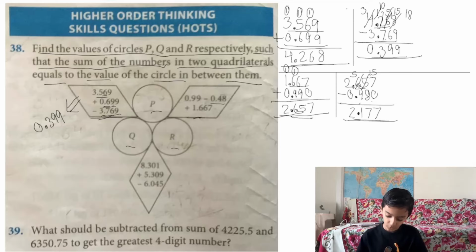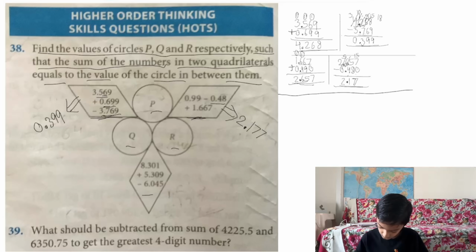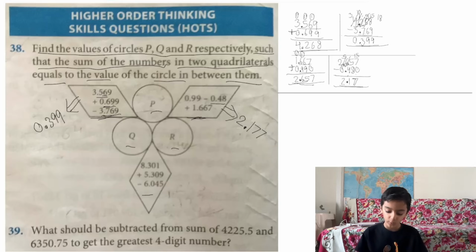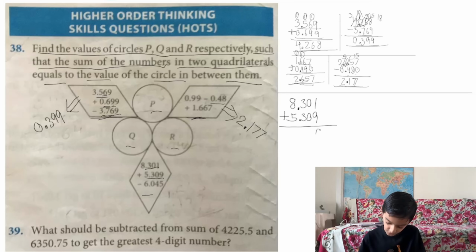So the value of the second quadrilateral is 2.177. Now we have to find out the value of the third quadrilateral, this quadrilateral. So first here we'll do 8.301 plus 5.309. 1 plus 9 is equal to 10. 0, 1 carry over.